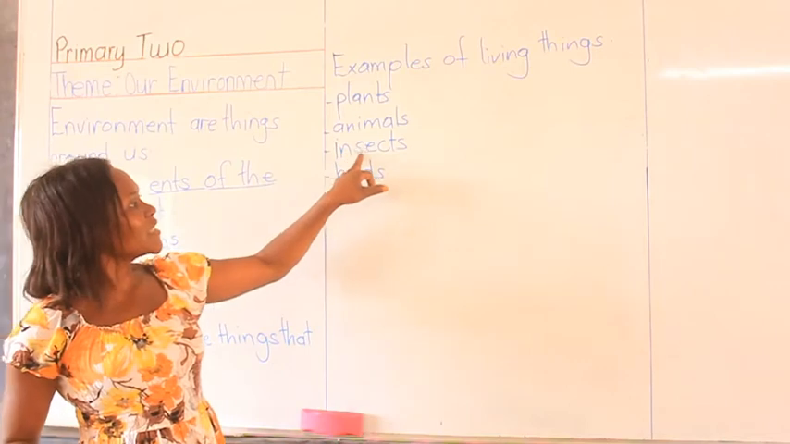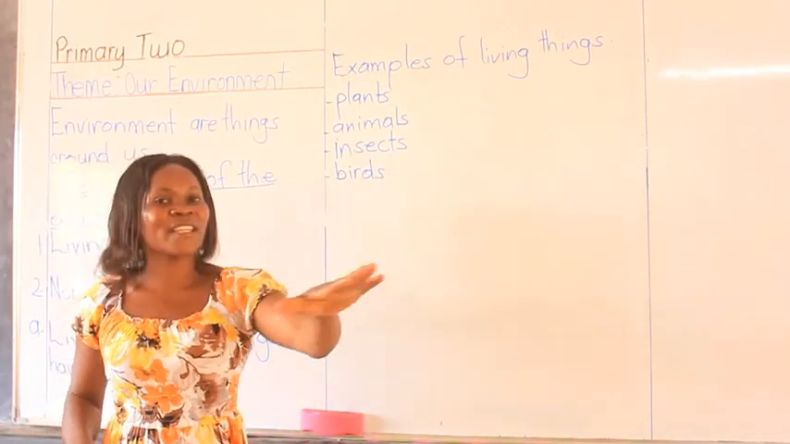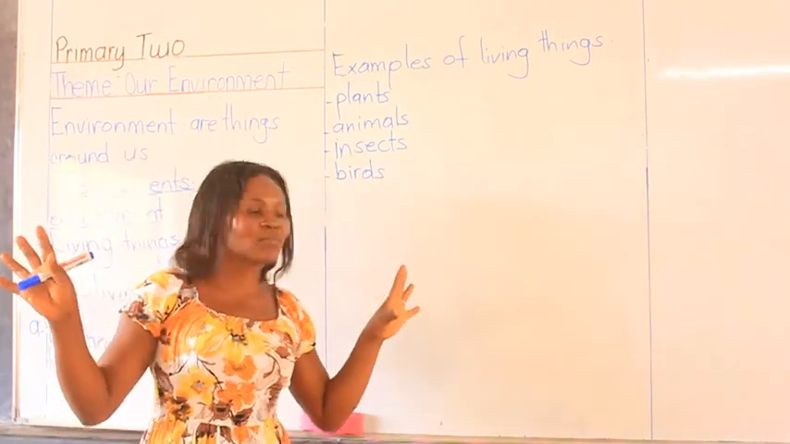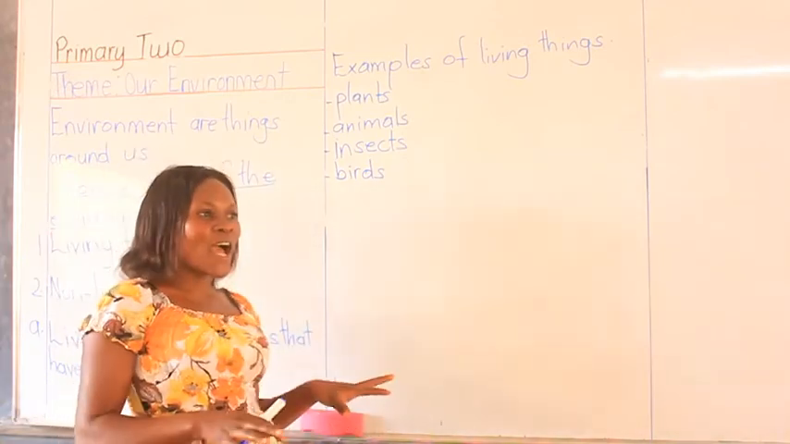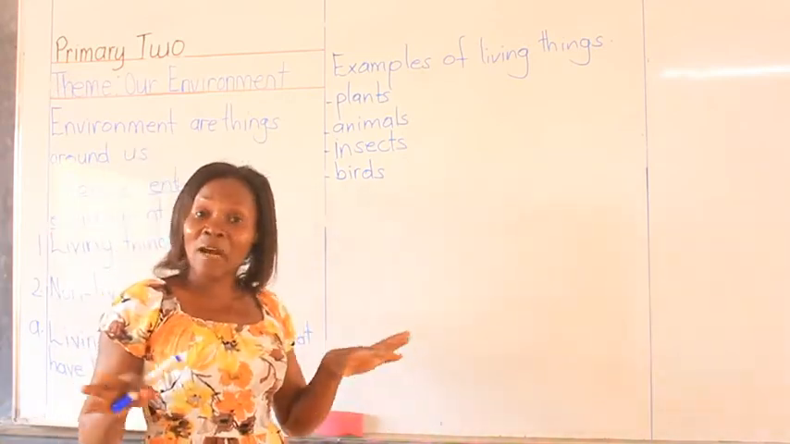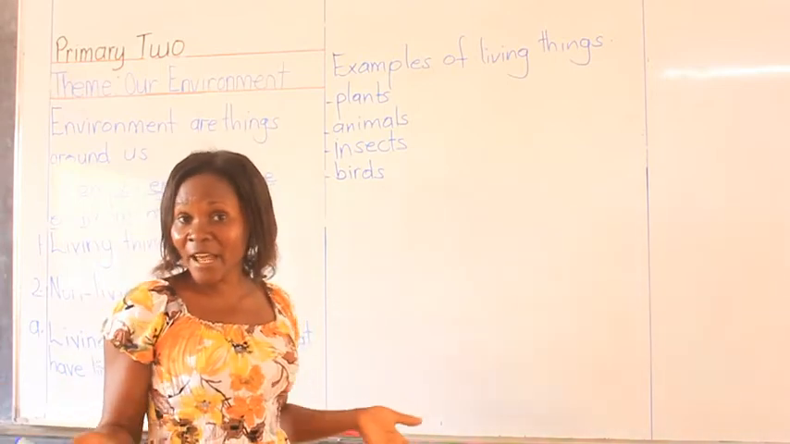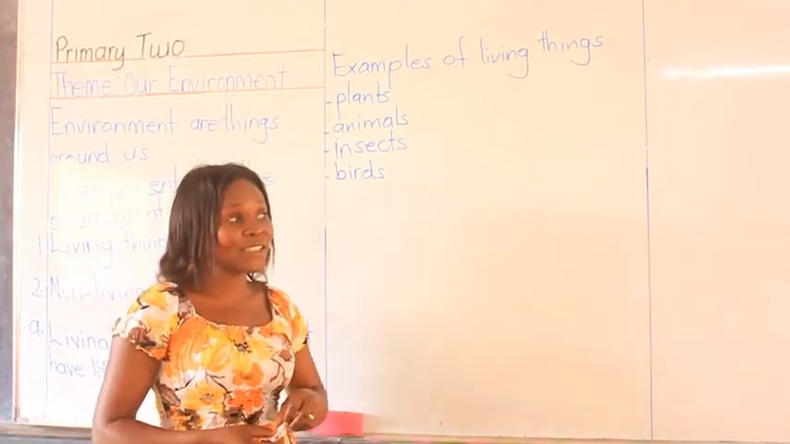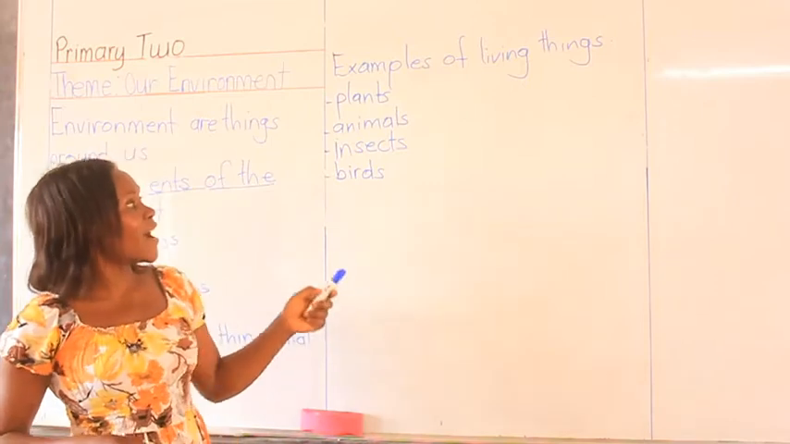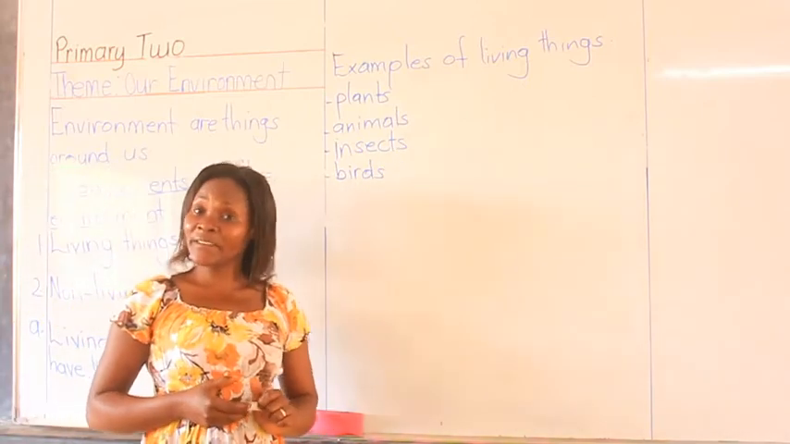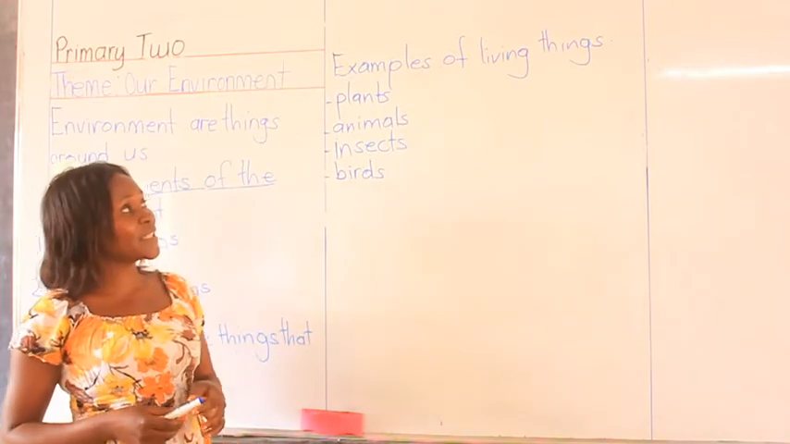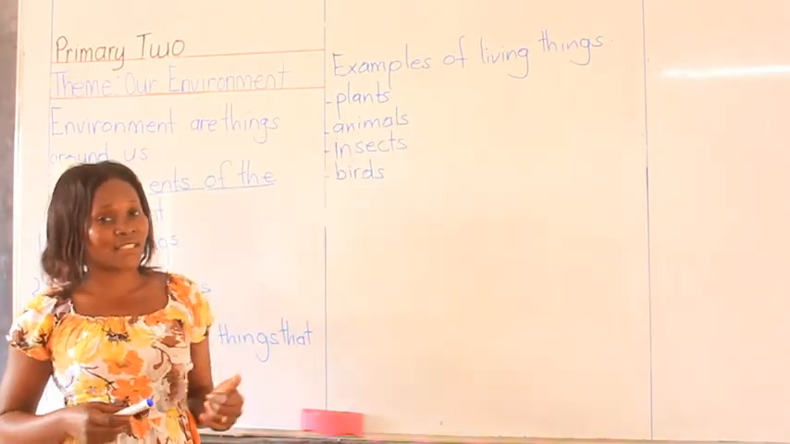Now we have insects within our environment. Some are bright, they have bright colors like butterflies. Some are dangerous like houseflies. But they are there in our environment. I hope you have ever seen them. We have other insects like cockroaches. They are dangerous, but they are within our environment and they are living things.